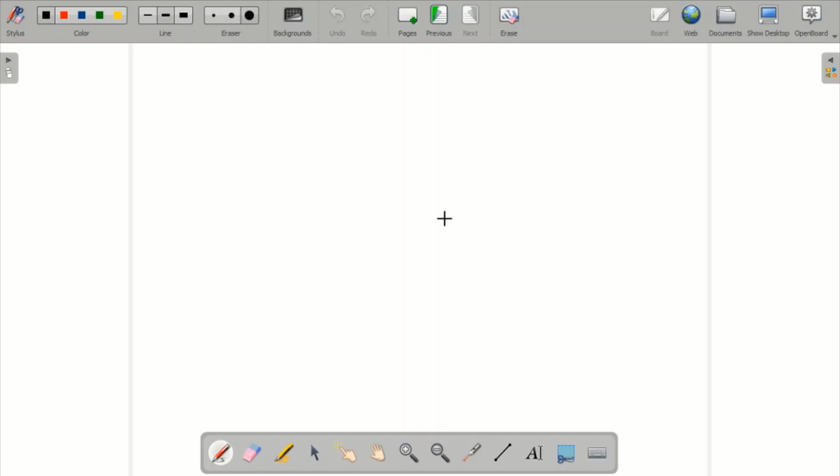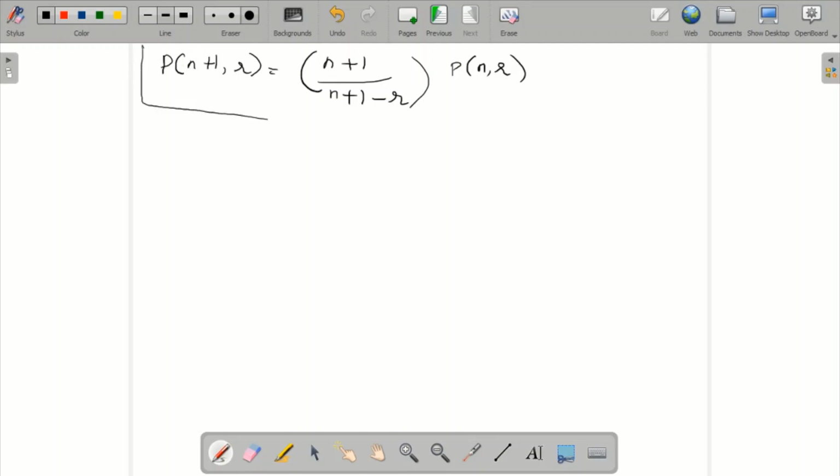For non-negative integers n and r, P(n+1, r) is equal to (n+1) divided by (n+1-r) into P(n, r). Okay, P(n+1, r) is equal to (n+1) divided by (n+1-r) into P(n, r). So this is what we are supposed to prove.